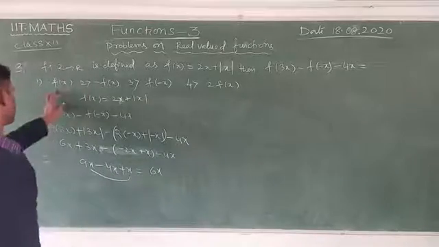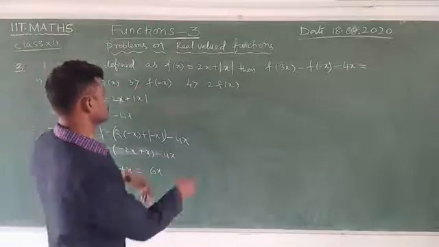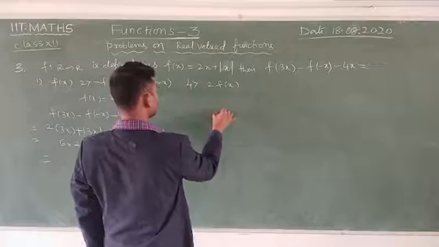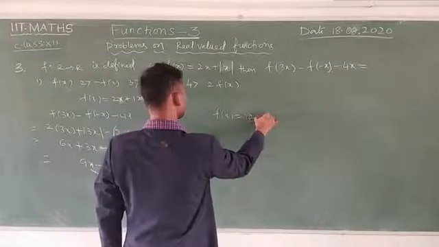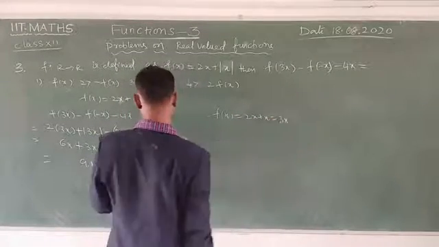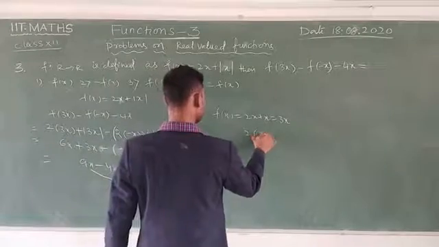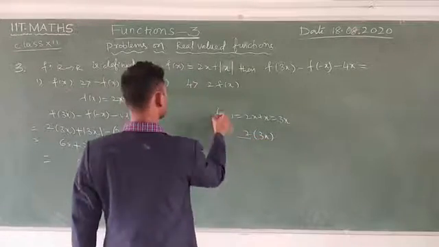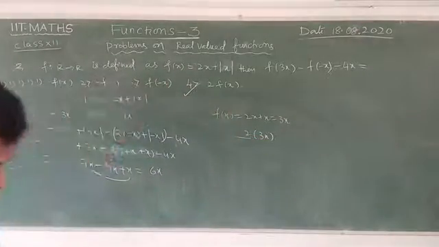Now check the option. f of x means here this is f of x is equal to 2x plus x is equal to 3x, but here 6x. Here how many times? Here 2 into 3x, then 2 times f of x. This is the fourth option, note down.